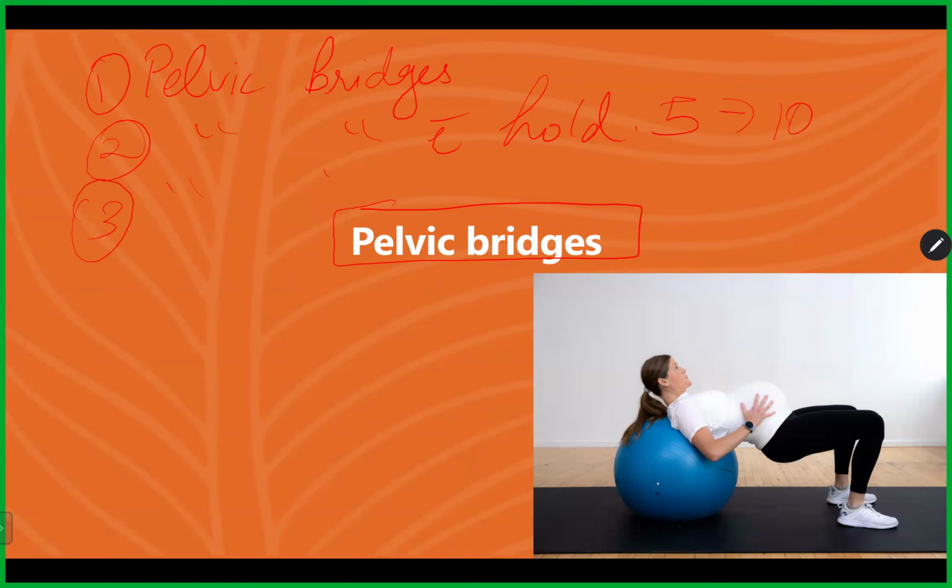Pelvic bridges with TheraBand. How will you do it? You will tie a TheraBand around the thigh region and ask them to do normal pelvic bridges. That is the third one. Fourth one is with a Swiss ball, like you can see in this picture. Ask her to keep the back on the ball and then lift the pelvis.